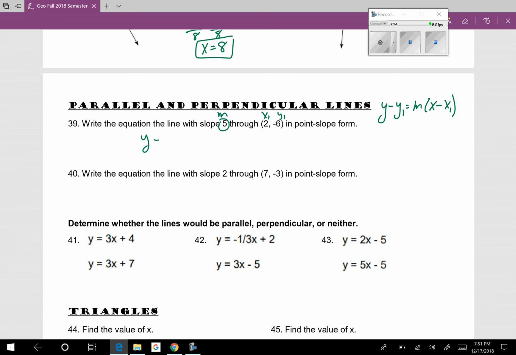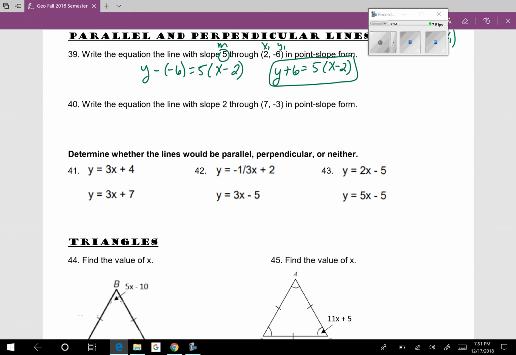So y minus negative 6, notice how I put that in parentheses, is equal to 5 times x minus, my x1 is 2, so x minus 2. Now the only simplifying we need to do here is minus the negative 6. So minus the negative 6 turns into plus 6. So y plus 6 is equal to 5 times x minus 2. And this is your equation in point slope form.